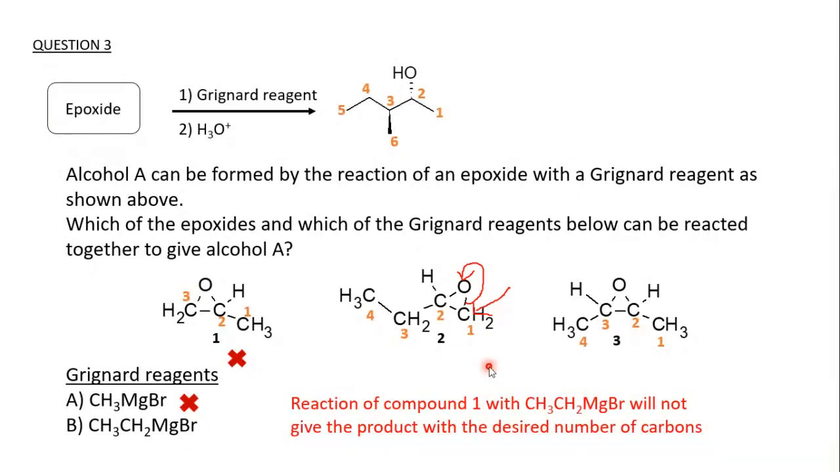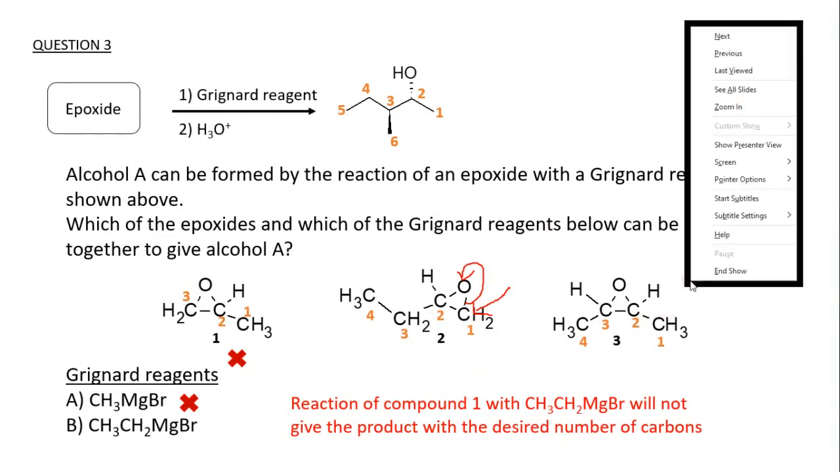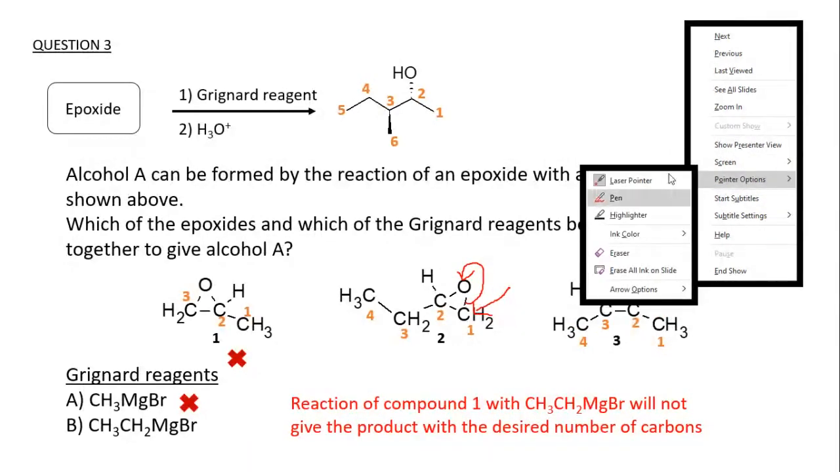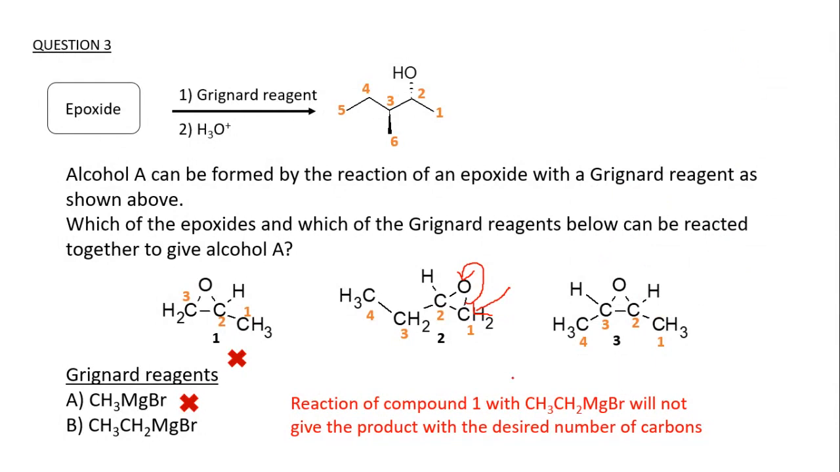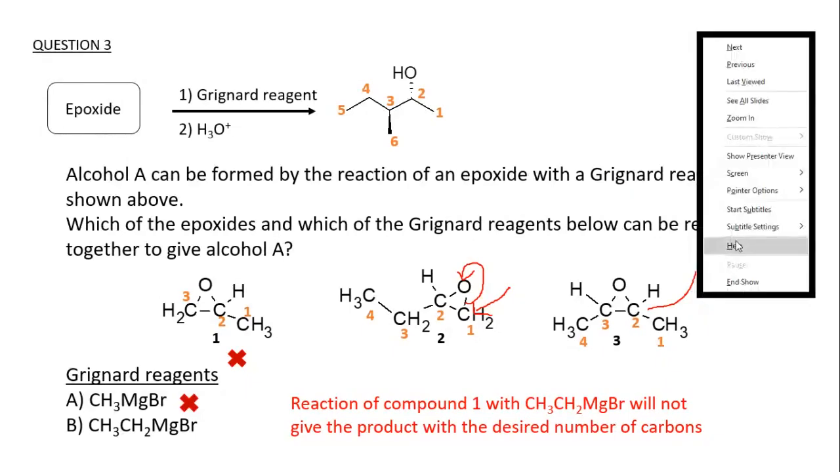So out of our 2 options, compound 2 or compound 3, which one is going to give us the alcohol that we want? Number 3. Number 3, yes. Number 3 is the epoxide that's going to give us what we want. So let me see if I can draw arrows again. Our Grignard would come in here. No, let me do the other side.